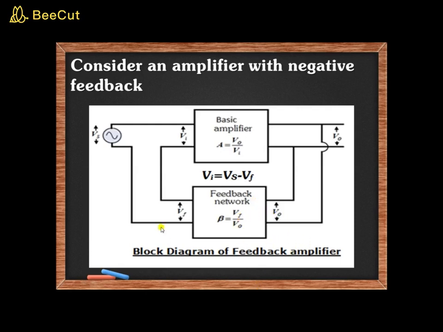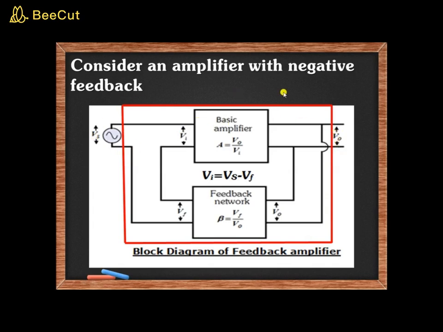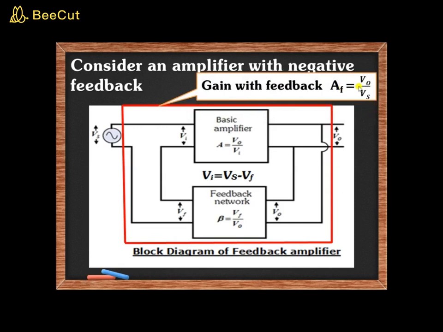Next, I'm going to place these two boxes in one more big box. Generally we call this big box an amplifier with feedback. For this big box, the input is Vs and output is Vo. Then what will be the gain of this big box? In other words, what will be the gain of the amplifier with feedback? It is AF is equal to Vo by Vs.